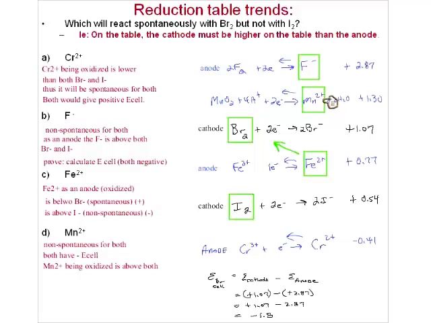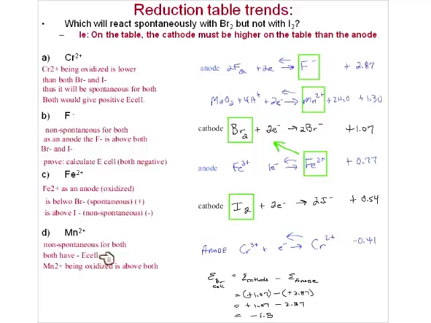It's too hard to oxidize. Bromine and iodine are not capable of causing that oxidation. They're too weak. All right? These guys are too weak. So therefore, it's going to be non-spontaneous for both. And if you wanted to calculate this, you'll find that both of these are going to be negative E cells. Okay, so there you go.